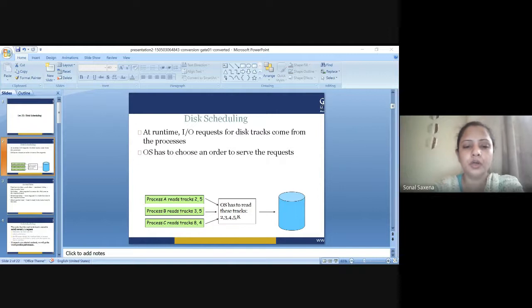Now, as we know, a process needs two types of time, the CPU time and the input output time. For input output, it requests the operating system to access the disk. However, the operating system must be fair enough to satisfy each request, and at the same time, it must maintain the efficiency and speed of process execution. The technique that the operating system uses to determine which request is to be satisfied next is called disk scheduling.